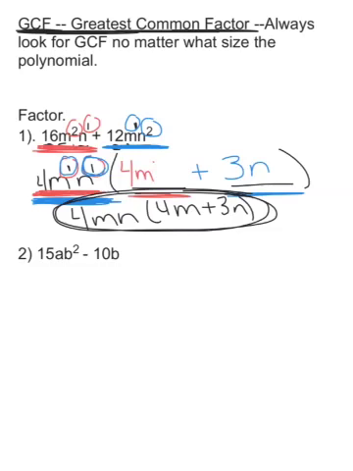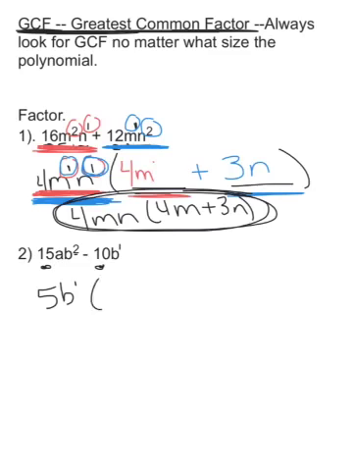So example 2, same thing, start with the greatest common factor. So you'll look at your coefficients, which are 15 and 10. Your greatest common factor, so what's the biggest number that goes into both 15 and 10 evenly, which is 5. Then look at your variables. So the first one has an a, but the second one doesn't. But they both have b's. So we're going to put a b, and then we're going to take the smallest exponent. This one has a 2, this one has a 1, so b to the first.